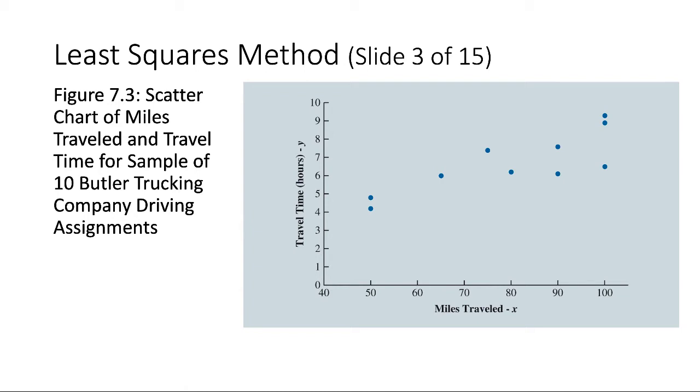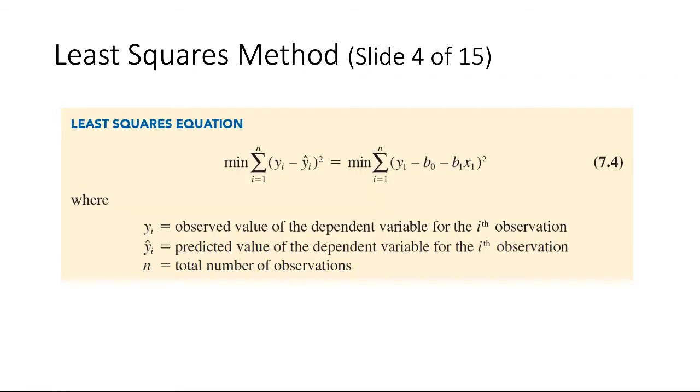Longer travel times appear to coincide with more miles traveled. In addition, the relationship between the travel time and the miles traveled appears to be approximated by a straight line, and it looks like a positive linear relationship is indicated between x and y. We therefore choose the simple linear regression model to represent this relationship. So next, we want to use the sample data to determine the values of B0 and B1 in the estimated simple linear regression equation.